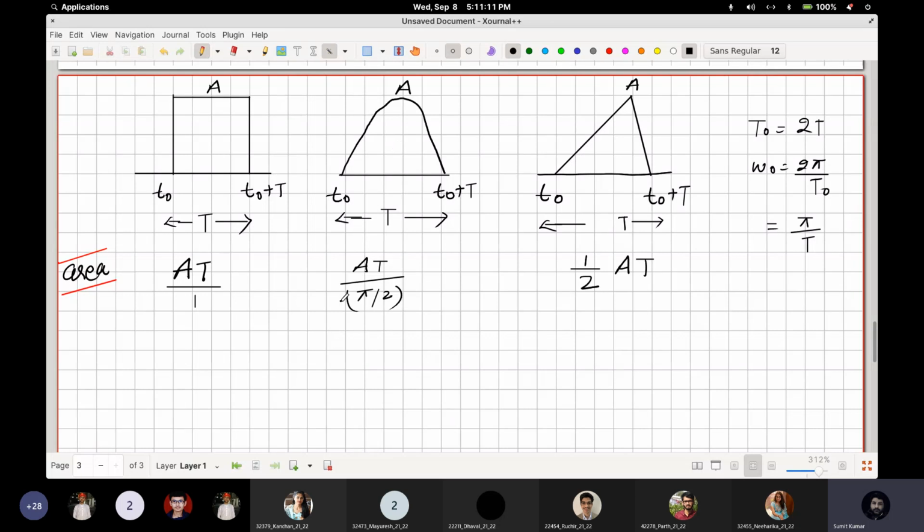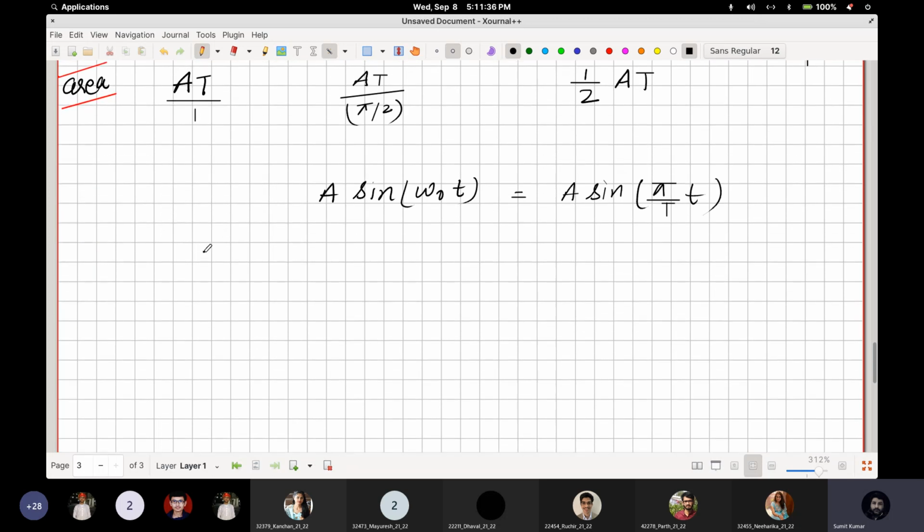And I can define this sine wave by this. I'm just doing a rough sketch so you can see. So I will define this as A sine omega naught t, and this is basically A sine of pi by T into t, isn't it? And we are integrating to find the area of a half cycle, right? So this sine signal is going to start from here, come down to zero, and again go on and on forever.